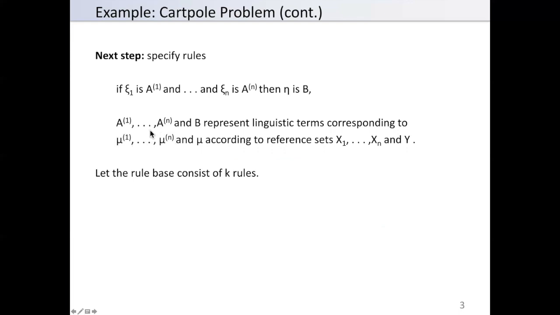Mu1 up to mu n are the membership functions for these fuzzy sets, and mu is the membership function for the fuzzy set corresponding to B, according to reference sets x1 up to xn and y. x1 is the reference set for fuzzy set 1, and xn is the reference set for fuzzy set n. And y is the reference set for the output. And like this, we have k rules. The rule base consists of k rules.